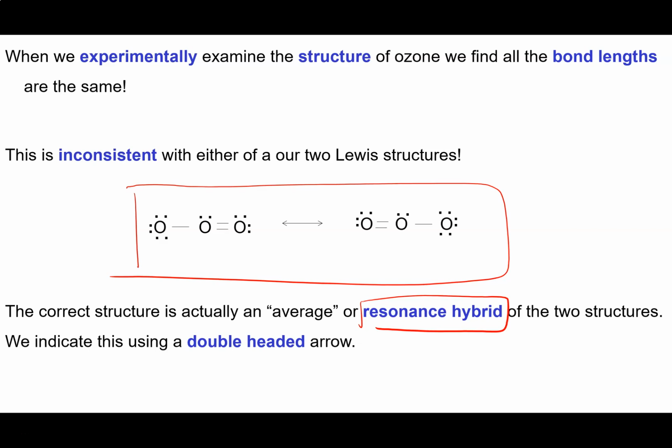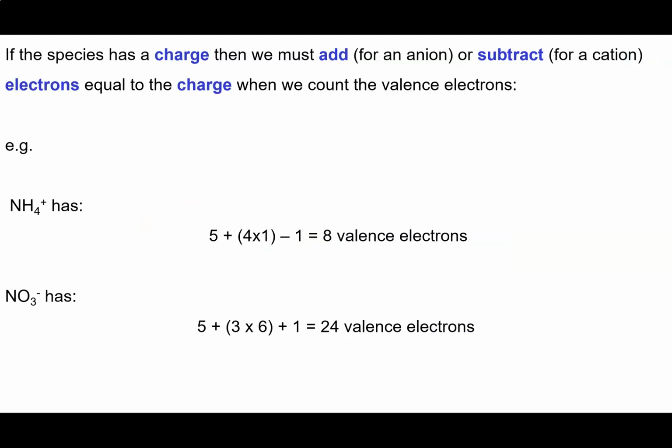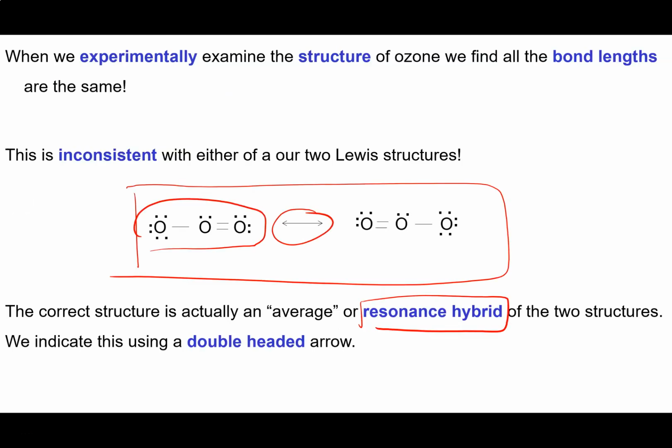So how we indicate that our molecule is a resonance hybrid of more than one structure is we draw out all of the correct Lewis structures and we separate them with a double-headed arrow. So sometimes we have to draw more than one picture in order to illustrate the bonding in our molecule, and then we separate those diagrams using the double-headed arrow. So we'll have a look. So that's our first kind of example of a complex Lewis structure.